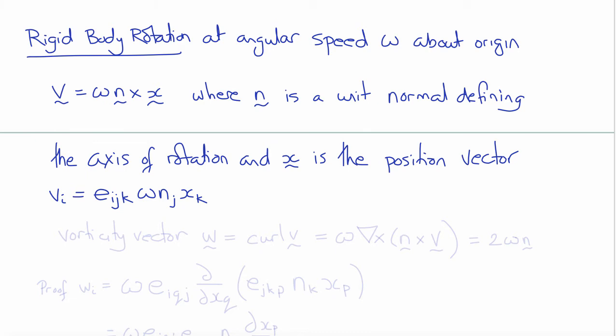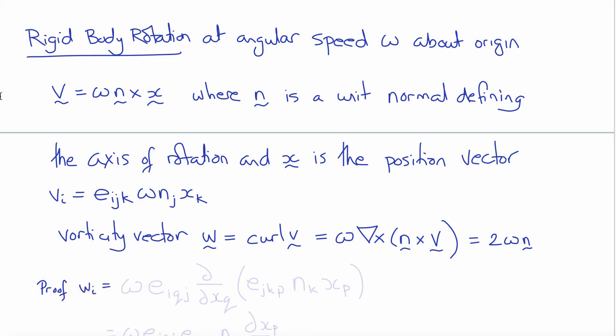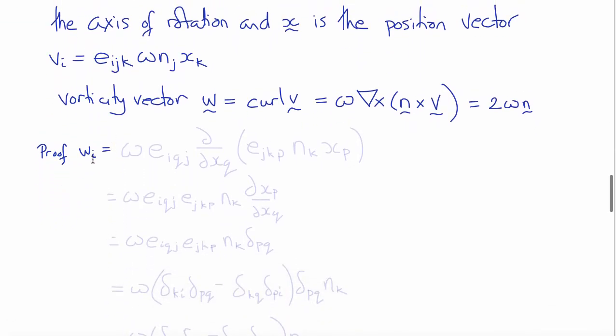Now, recall the vorticity vector W is equal to the curl of the velocity vector, which in this case would be omega times the curl of n cross x. And that, it can be shown, is equal to 2 omega times n. Rather than just have you accept that, let's actually do the proof by writing this in index notation. So W_i would therefore be omega times, using the permutation symbol, e_iqj ∂/∂x_q of e_jkp n_k x_p.